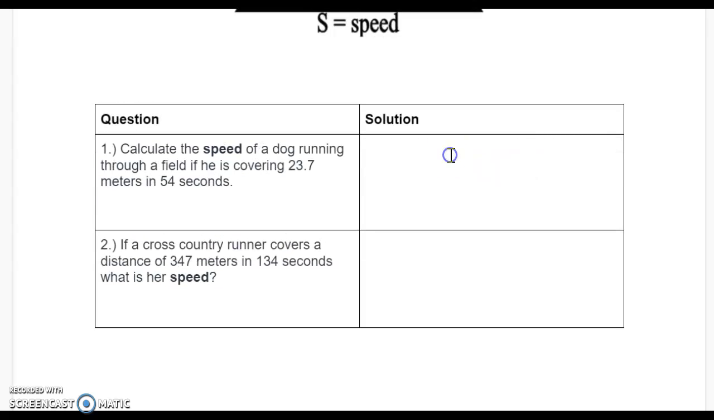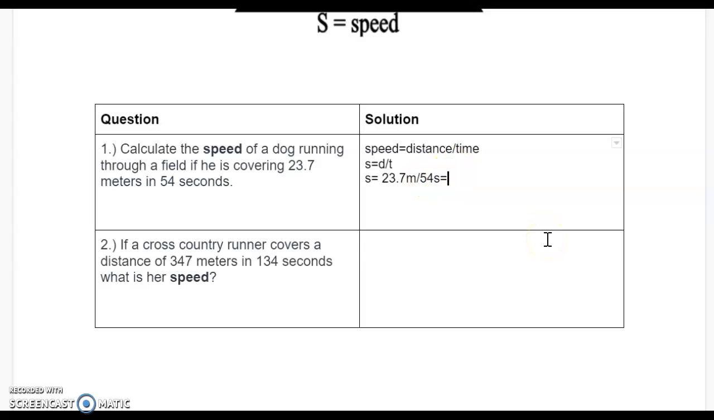Our first question asks us to calculate the speed of a dog running through a field if he's covering 23.7 meters in 54 seconds. So I know that speed equals distance divided by time. So I'm going to just write that as S equals D divided by T. In this case, my distance is 23.7 meters. I know that that's my distance because meters is a unit of distance. My time, that means, is 54 seconds. We can write M for meters and S for seconds.